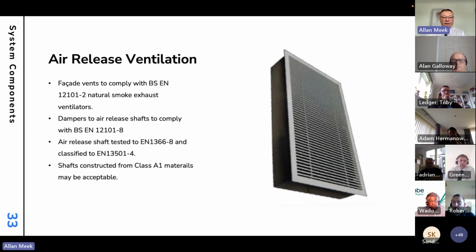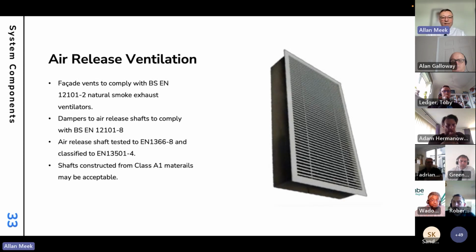So for air release ventilation, with the air release shaft, if we have facade vents, then they're 12101 part 2 smoke vents, because they're a single compartment. If we're using dampers into a shaft, then they need to be smoke control dampers tested to BS EN 12101 part 8. The air release shaft should also ideally be tested to EN 1366 part 8, which is the ductwork standard, and classified to the same rating as the compartment which it passes through.